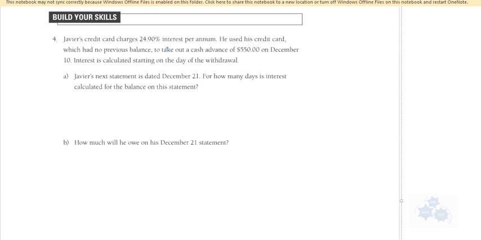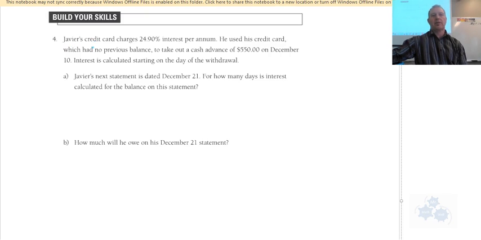Okay, so number 4, Javier's credit card charges 24.9% interest per annum, which is per year. Okay. He used his credit card, which had no previous balance, to take out a cash advance of $550 on December 10th. So December 10th, $550 cash advance.